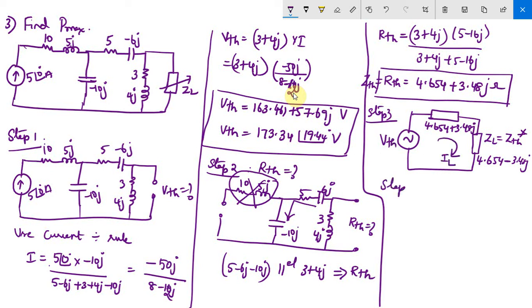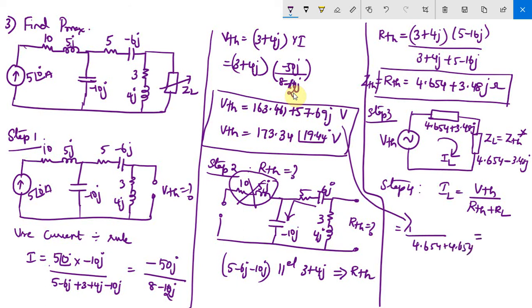Now do step 4, finding the load current IL. IL is equal to VTH divided by RTH plus RL, right? Substitute your VTH value over here, divided by 4.654 plus 4.654, which gives the current 18.66 angle 19.43 degree ampere, right?